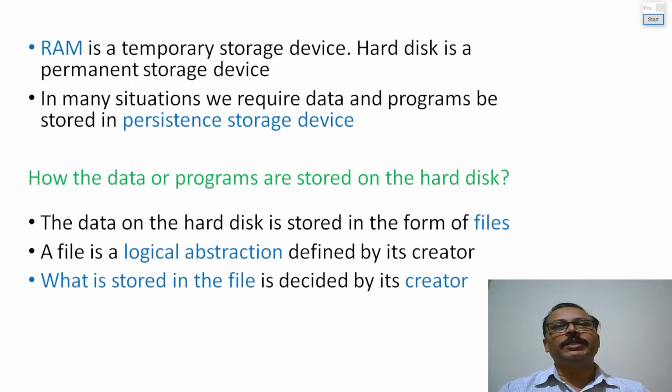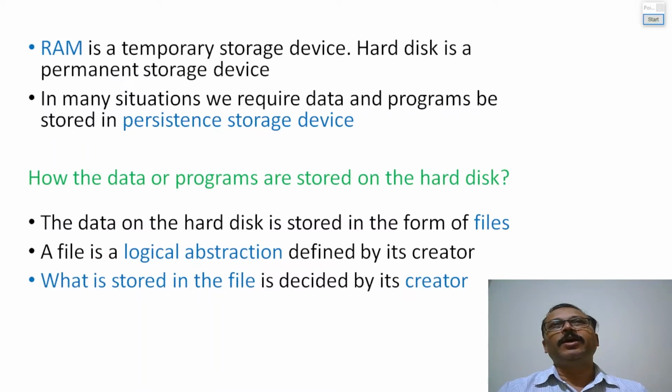Whereas if we consider secondary memory, an example that is generally used is the hard disk. The hard disk is a permanent storage device. That means its contents are not lost when the power goes off. In many situations, we require data and programs to be stored in a persistent storage medium. Persistent means the one whose contents are not lost. An example is this hard disk.